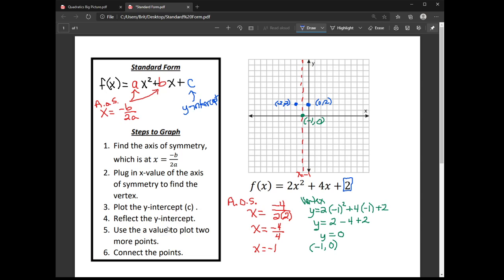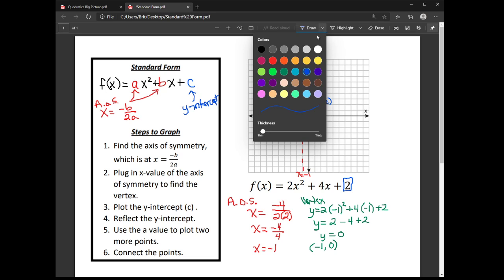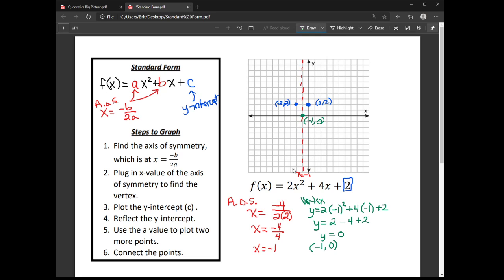Step number 5 is kind of an optional step. It says to use the a value to plot 2 more points. Okay. Now remember, this a value tells us when we go 1 unit to the side, how many units up we go. Alright, so specifically, this a value is getting me these points, which are repeats. That only happens when your axis of symmetry is 1 unit away from the vertex. But usually we want 5 points when we graph a parabola, so it's nice to use that a value.